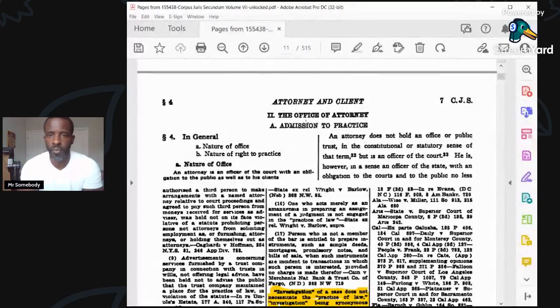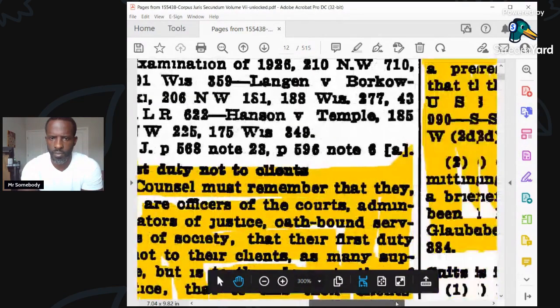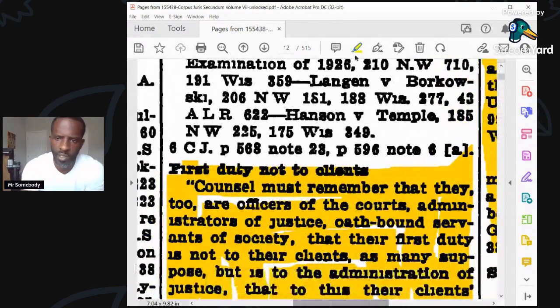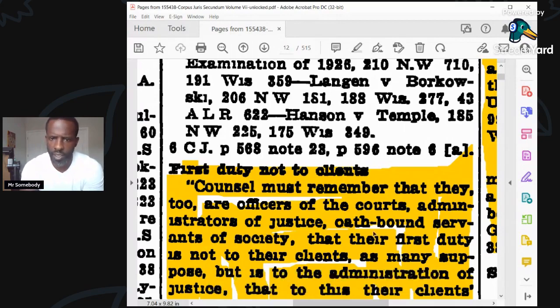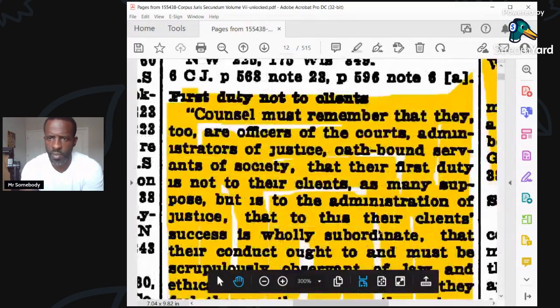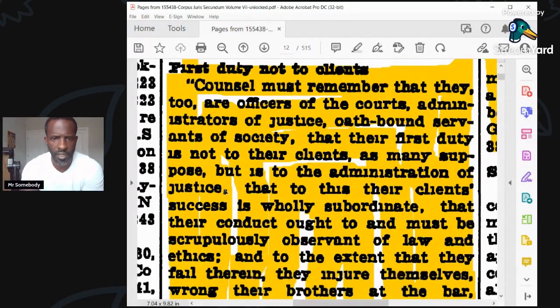So here we are. We're just going to read from section 4, since this is pretty much the portion that I was requested to read. All right, so this is what section 4 says. First duty, not to clients. Counsel must remember that they too are officers of the court, administrators of justice, oath-bound servants of society. Yet their first duty is not to their clients, as many suppose, but is to the administration of justice.